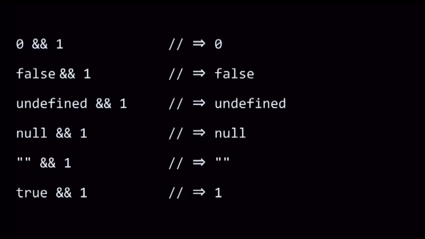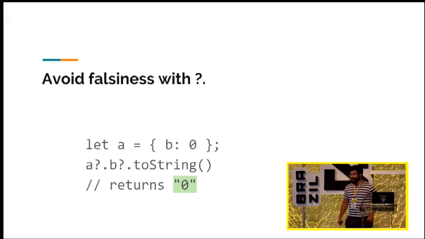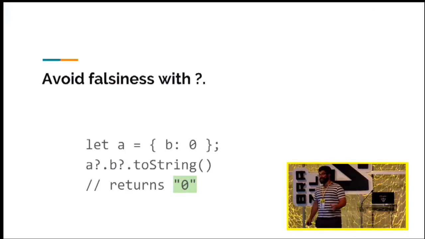And and or work similarly. So for and, you can see that for these 5, we get this falsy value as a result of and rather than the 1. Whereas for true, we get 1 as a result. When you use ?., we're not depending on this falsiness property. You can do a?.b?.toString, and we'll get 0 in strings as a result.